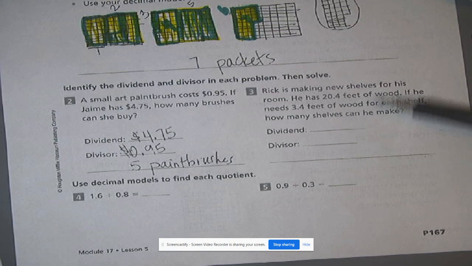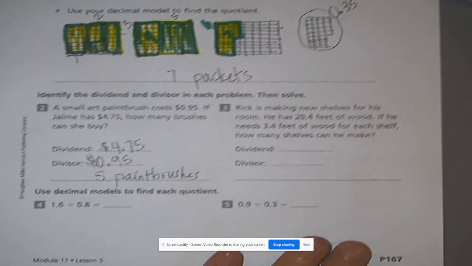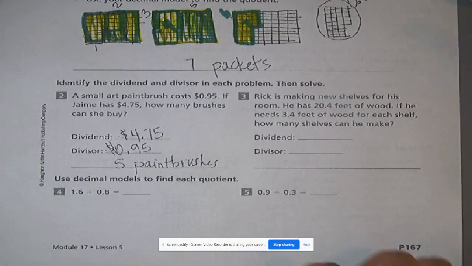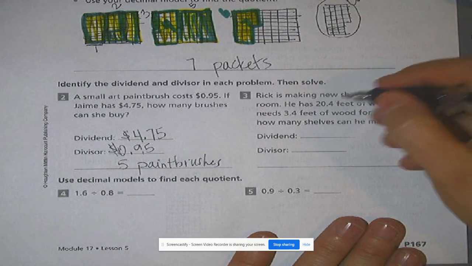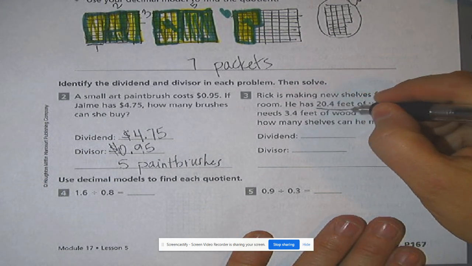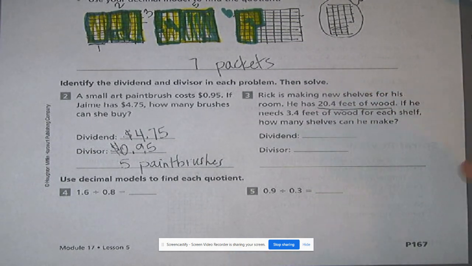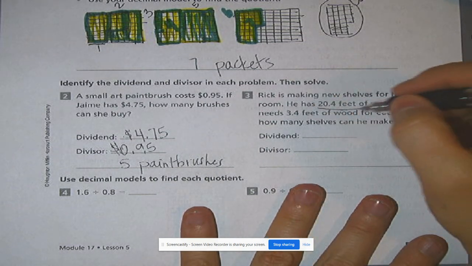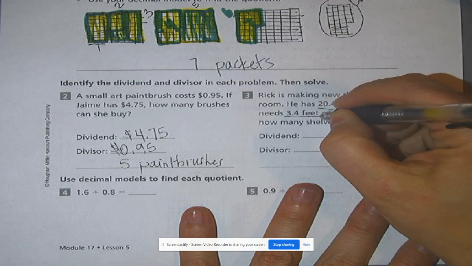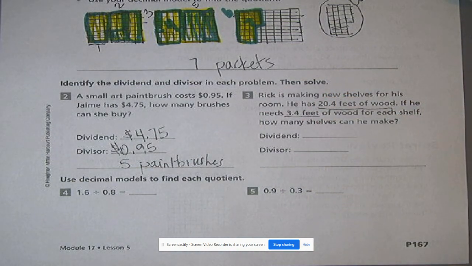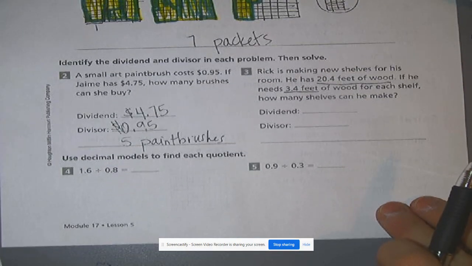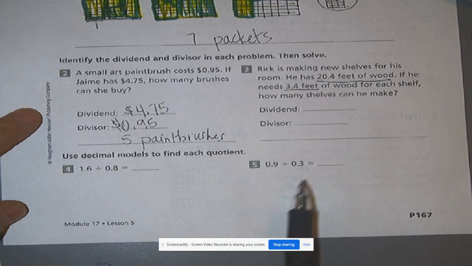Okay, so what is our whole that's going to be cut up into? What's going to be divided out? Well, right here, he has 20.4 feet of wood. That is our whole that needs to be divided out amongst everything. And he needs 3.4 feet. So I want you to go through and I want you to figure that out, okay? All right, I'm going to show you this one and then you can do this one.